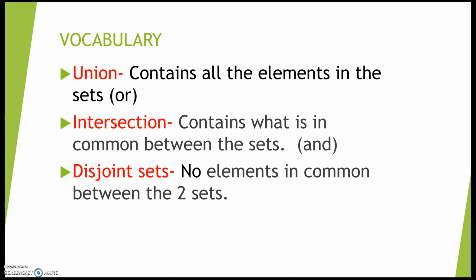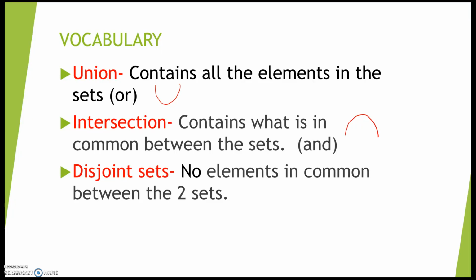The union is marked by the symbol for U, which let me get my pen going here. The union symbol is marked like that for U. An intersection contains what is in common between the sets. So it's the "and": it's in A and B. Interesting enough, that looks like this. So really that looks like a U and the other one looks like an N. Those are the symbols.